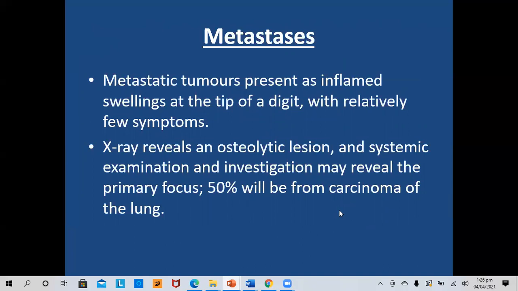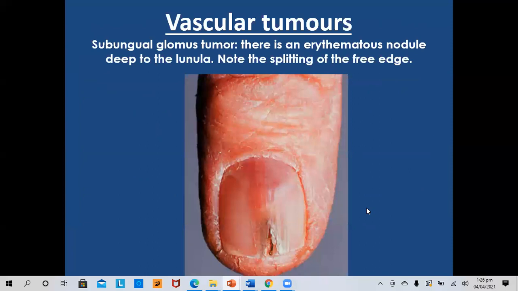Metastasis. Metastatic tumor presents as inflammatory swelling at the tip of the digits. X-ray reveals osteolytic lesions, and systemic examination and investigation may be required to find the primary focus. In 50% of the cases, the focus is in the lungs.